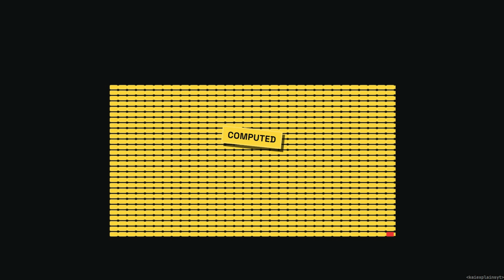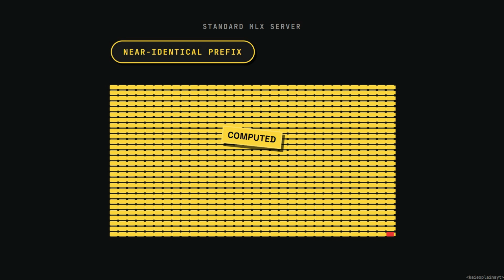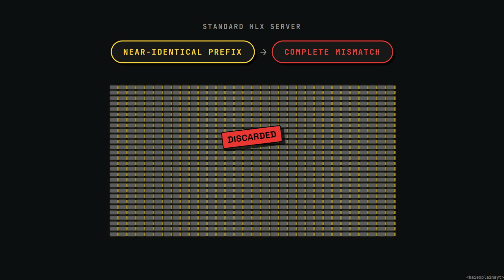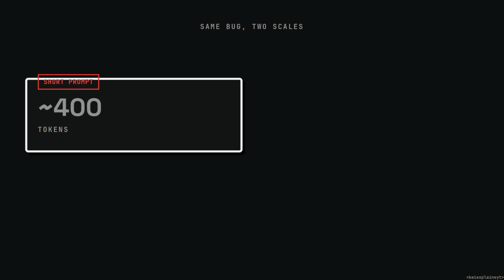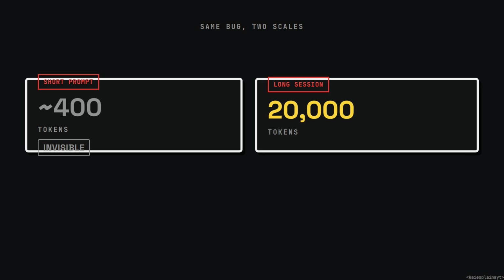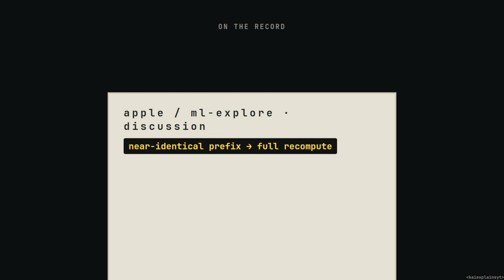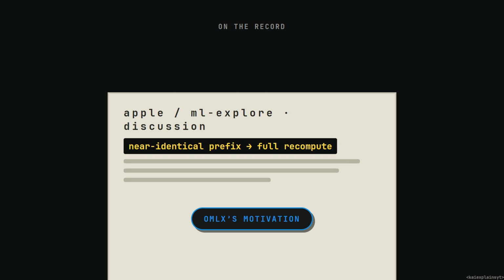Most local inference servers, including the standard MLX server, treat a near-identical prefix as a complete mismatch. They discard the entire KV cache and recompute from position 0. On a short prompt of a few hundred tokens, this is invisible. On a 20,000 token session that's accumulated 15 tool calls, this is the difference between a 2-second reply and a 90-second one.